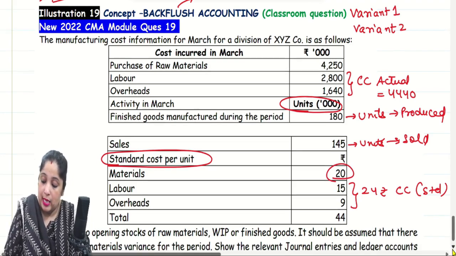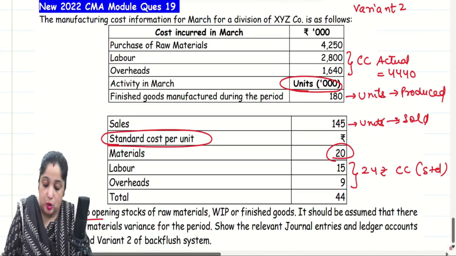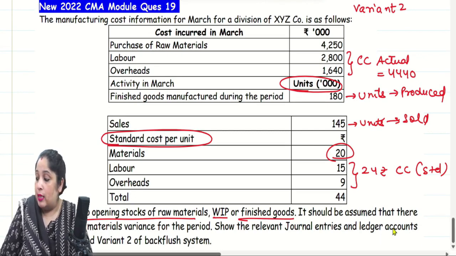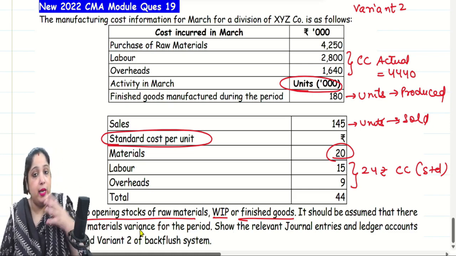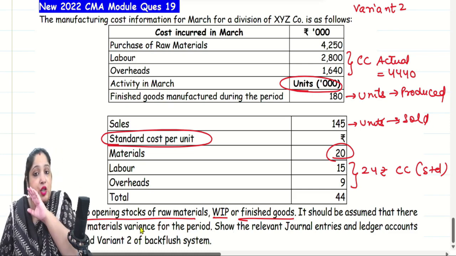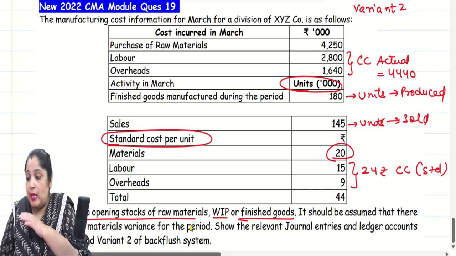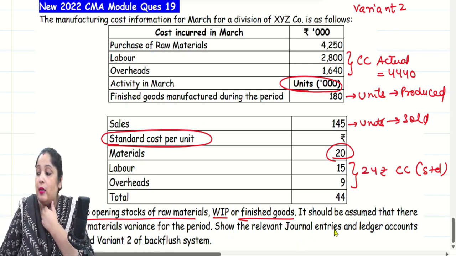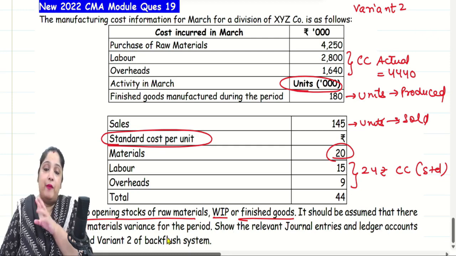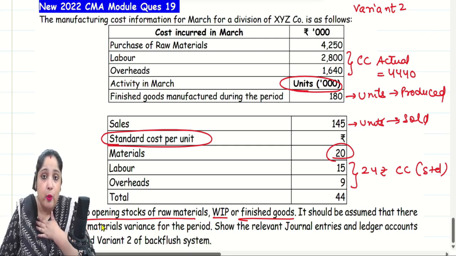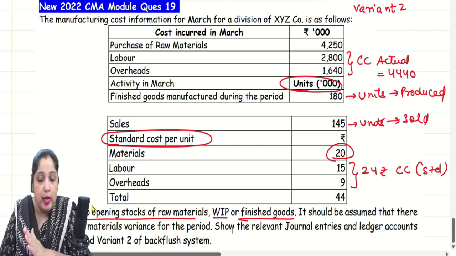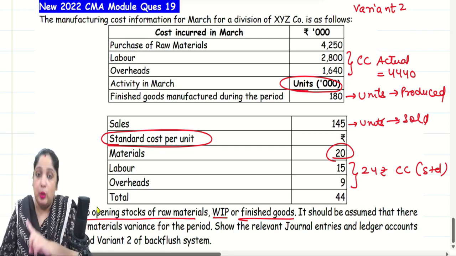And now the question says there was no opening stock of raw material, work in progress or finished goods. It should be assumed that there are no direct material variances. That means whatever material you have purchased, it was at the correct price for the period. Show the relevant journal entries and ledgers in variant 1 and 2 of the backflush system. We have taught you variant 1. Let us solve it with variant 1 and then we are going to do variant 2.